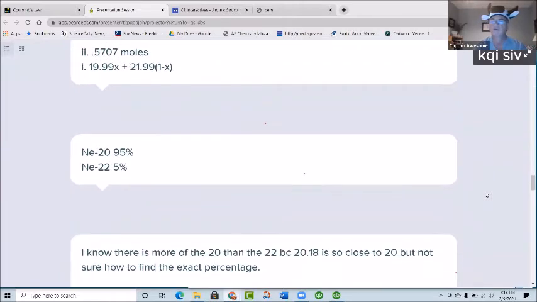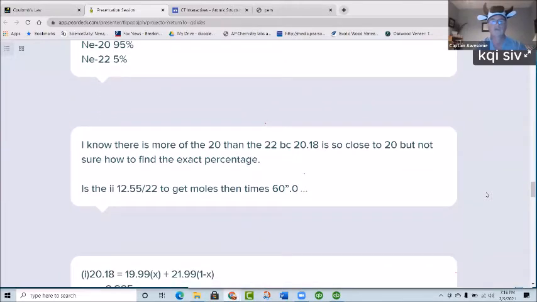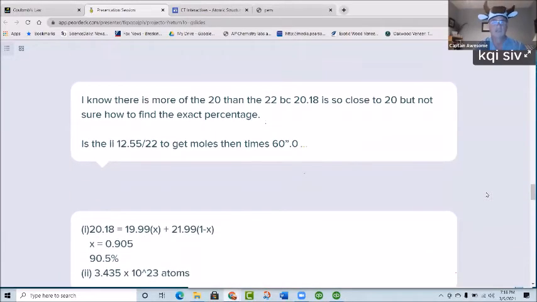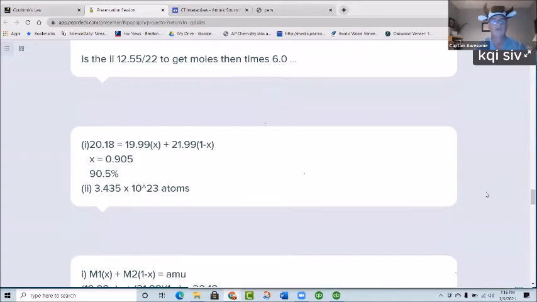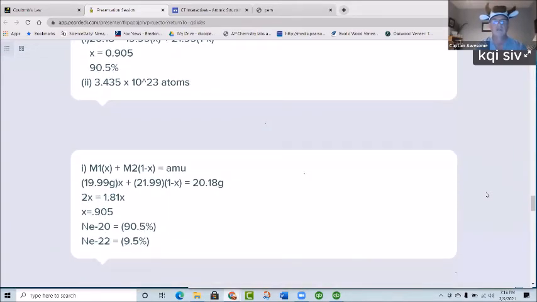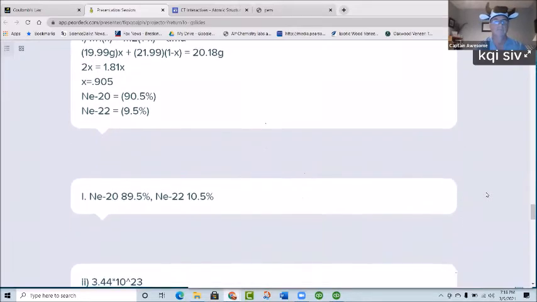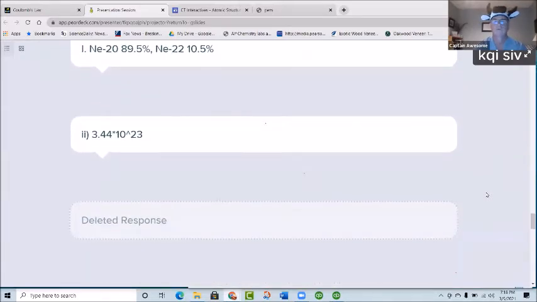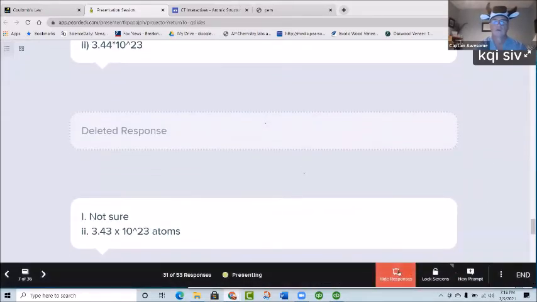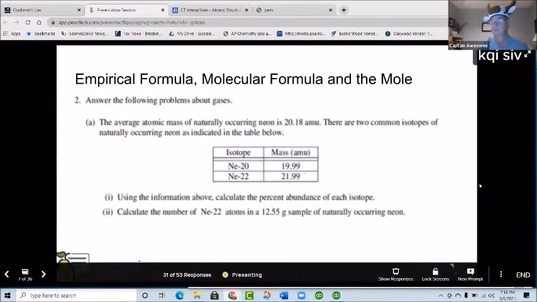So some of y'all are finding moles, which is a good way to get started, but just don't forget that it wants to know how many atoms there are, not necessarily how many moles there are. All right. So somebody said not sure. That's a totally honest answer.